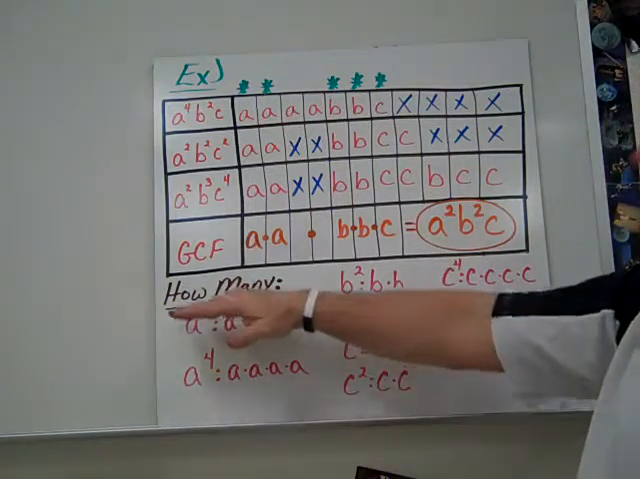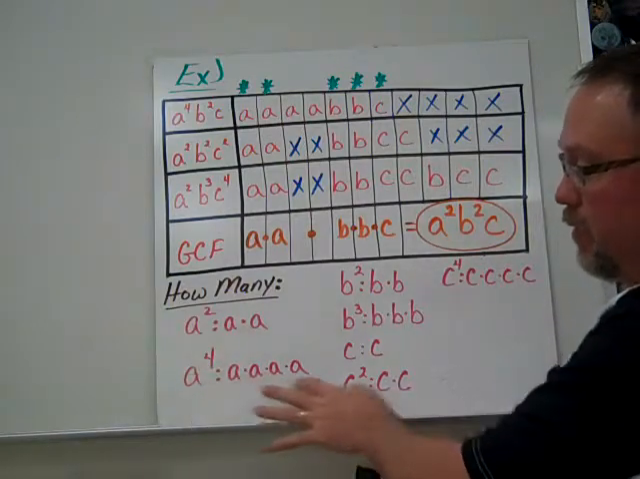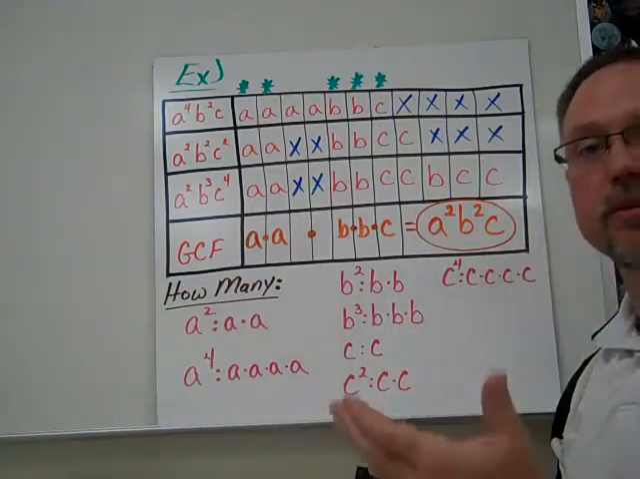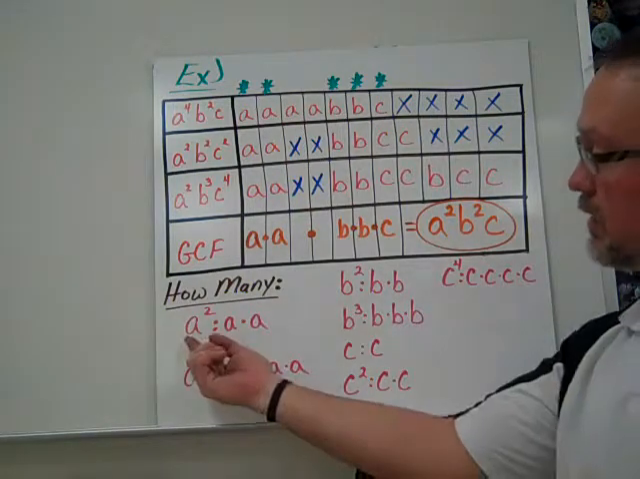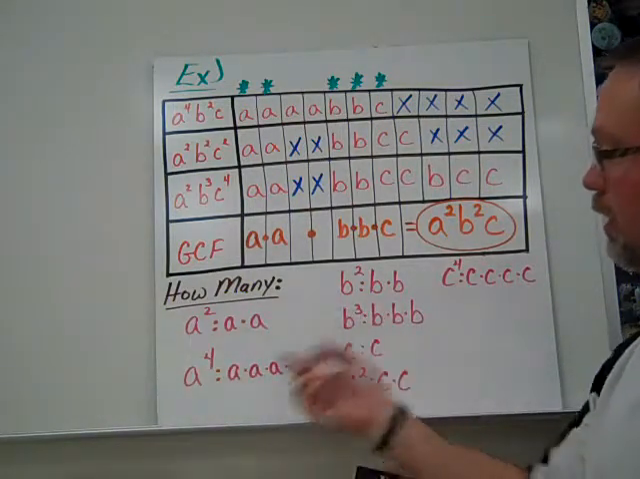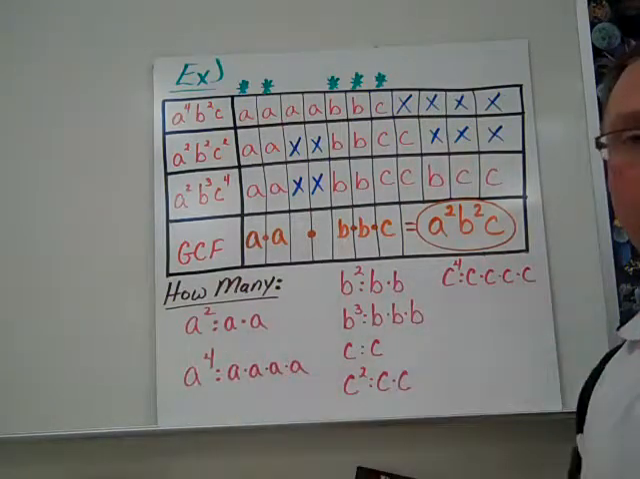So down at the bottom I listed how many. Well, if it's a squared, it's a to the 4th. So this goes back to reviewing a little bit of what we did in the first part of this section with the exponents. This is exponential form. This is expanded form. How many do we have?